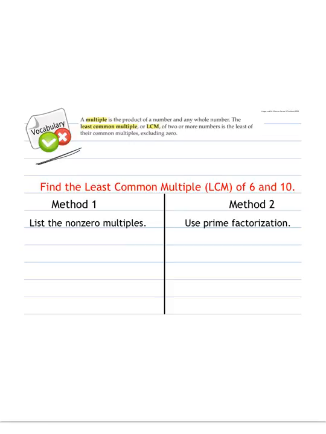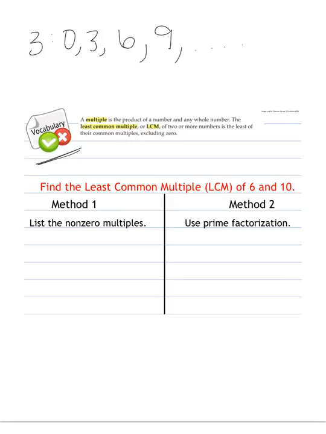Okay, so our multiples, for example, if we were to look at the multiples of 3, well, 3 times 0 is 0. 3 times 1 is 3. 3 times 2 is 6. 3 times 3 is 9. So on and so forth. So all of these are multiples of 3, the numbers that 3 multiplies into. So there's a couple different methods here for finding least common multiple.